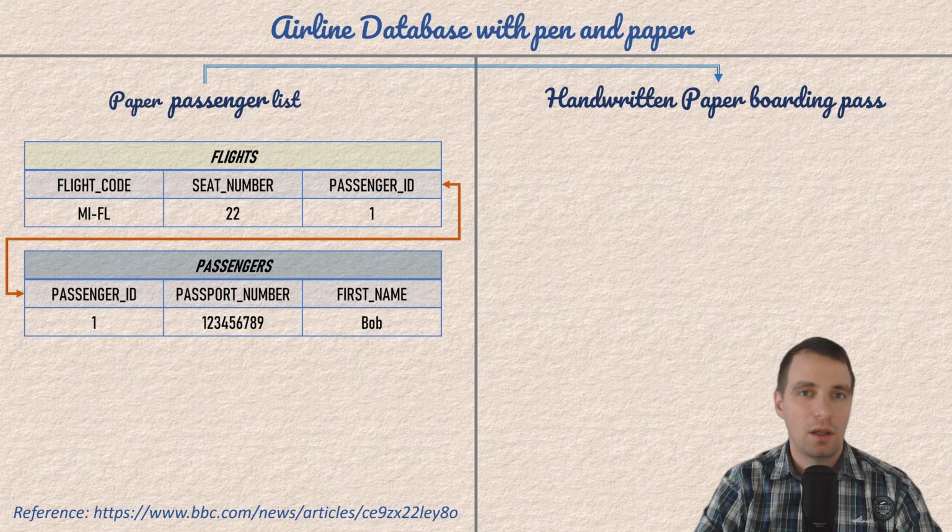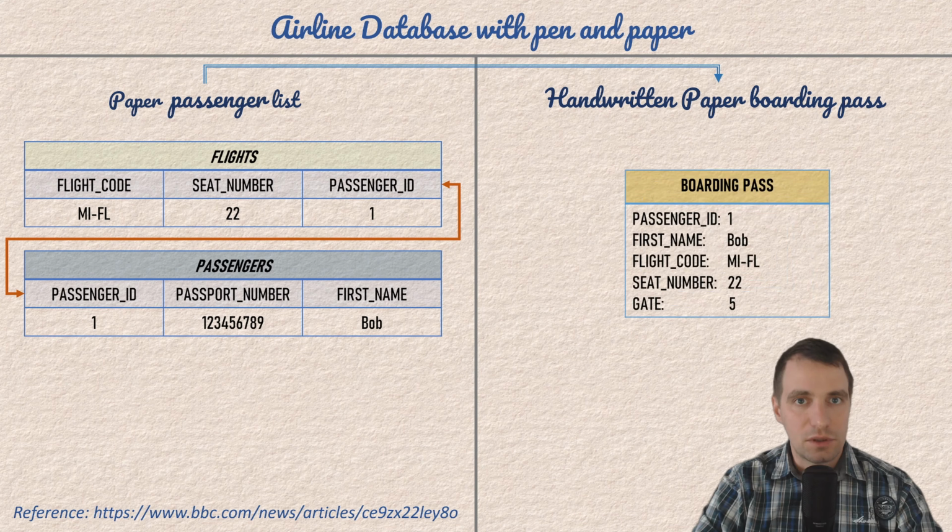Notice here that we have a duplicated piece of information, the passenger ID, that is present both in the flight information and the passenger information. This can be used to cross-reference the passenger and the flight information and allows the airline staff to issue the handwritten boarding pass because it contains information from both the flight and the passenger information list.